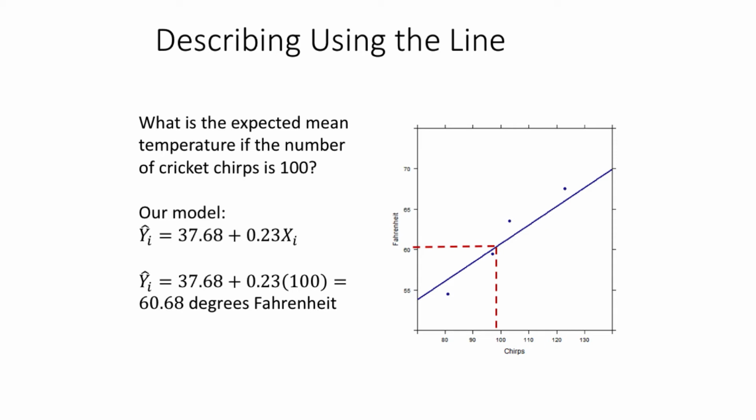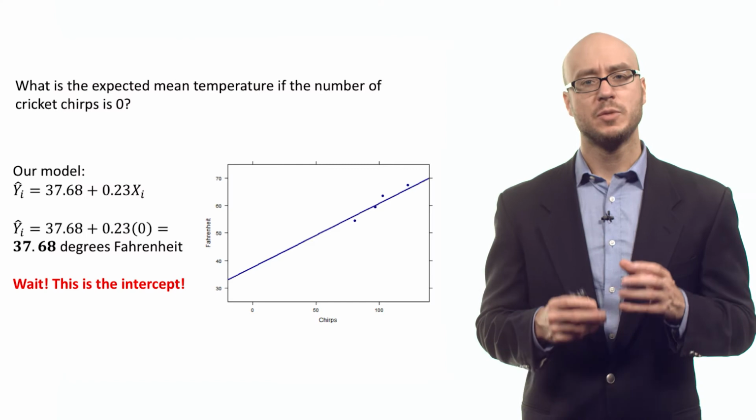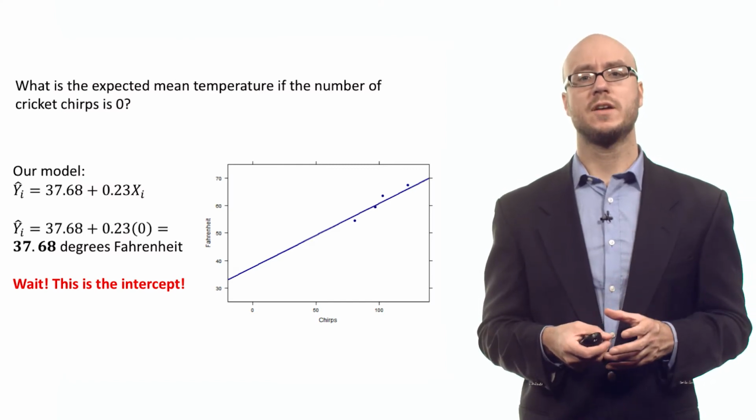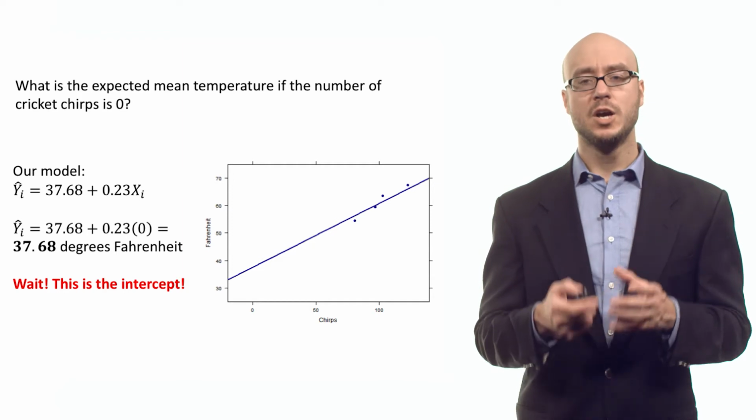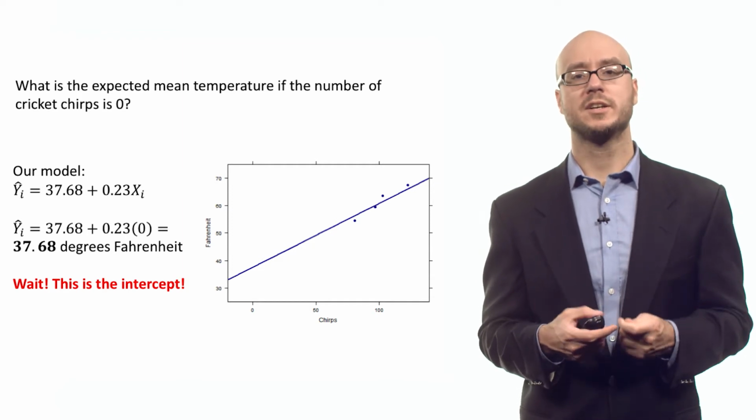So we can say that if the number of cricket chirps outside is 100, then the expected mean temperature is about 60.68 degrees Fahrenheit, which is pretty useful because this is a way of using cricket chirps per minute as a thermometer. You might say, what is the expected mean temperature if the number of cricket chirps is 0? If we just set x equal to 0, we get about 37.68 degrees Fahrenheit.